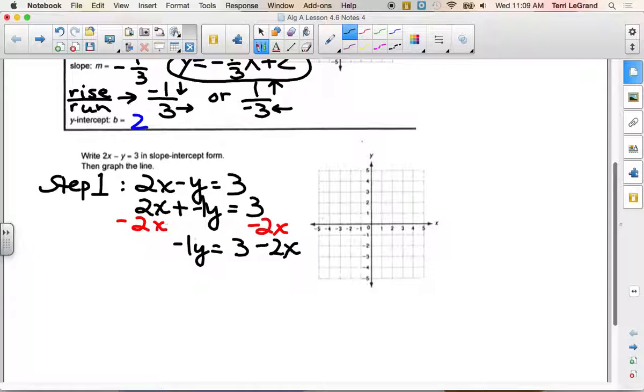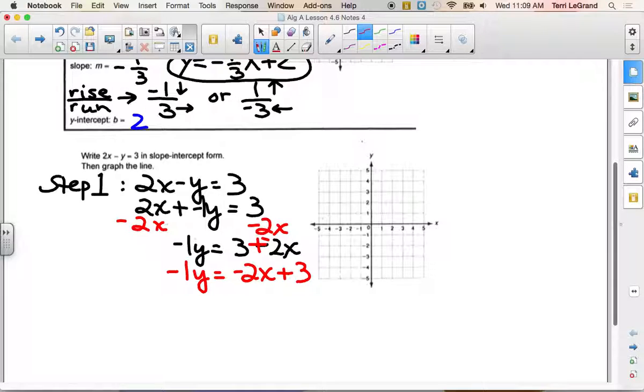But we don't like it that way. We're going to change it to what? Add the opposite. We're going to make it plus a negative 2x, because then the negative 2x and the 3 can trade places, can't they? So we're going to have negative 1y equals negative 2x plus 3. Starting to look more like slope-intercept form. It's getting closer.